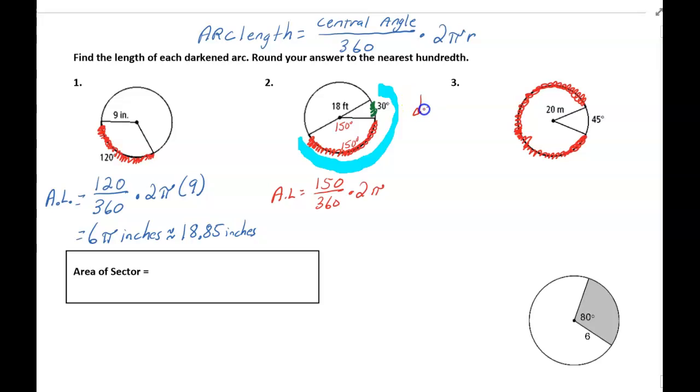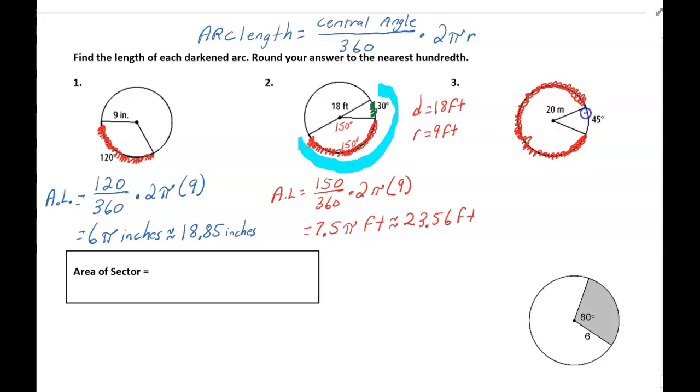Now in problem number 2, the diameter is 18 feet. The radius is going to be half of that. So the radius is also 9. So typing this in my calculator, 150 divided by 360 times 2 times 9. I'm going to get 7.5 pi feet. And if I say 7.5 times pi on my calculator, I get approximately 23.56 feet.